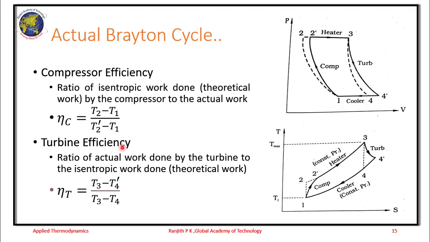The turbine efficiency complements this. It is the other way around, the ratio of actual work divided by theoretical work, which is eta T equal to (T3 minus T4 dash) divided by (T3 minus T4). So this is the actual Brayton cycle, which varies from the ideal Brayton cycle. Keep watching for the video lecture series on gas turbines to solve numericals on the ideal Brayton cycle and the actual Brayton cycle.